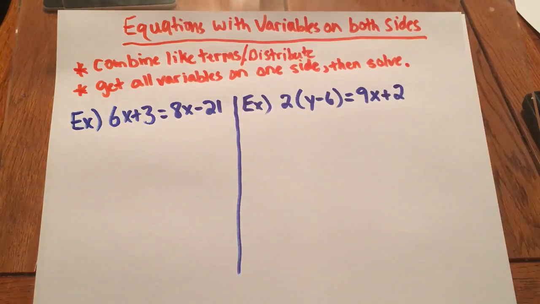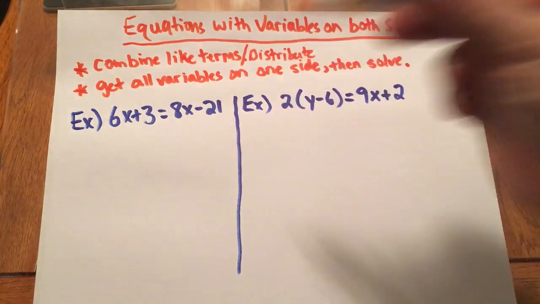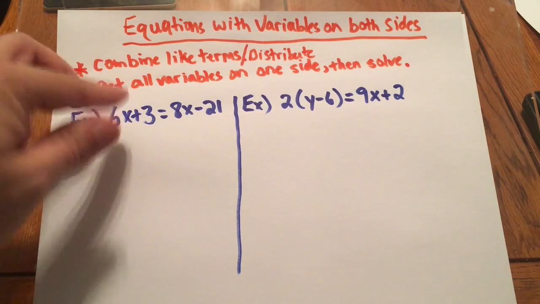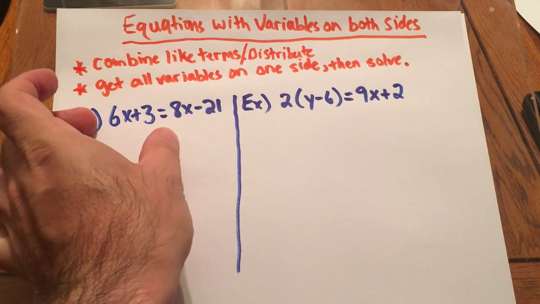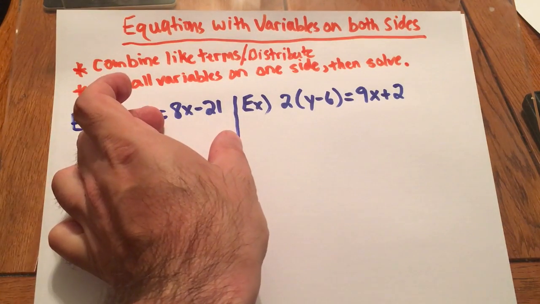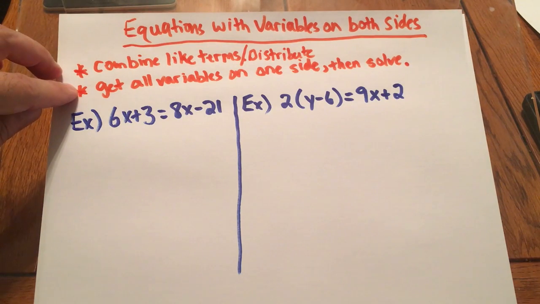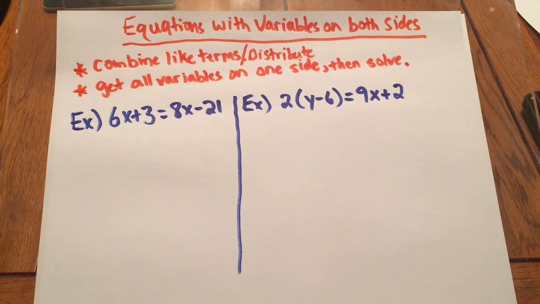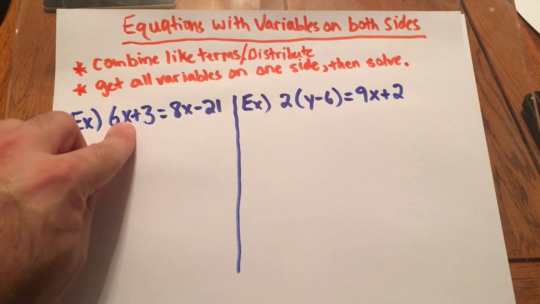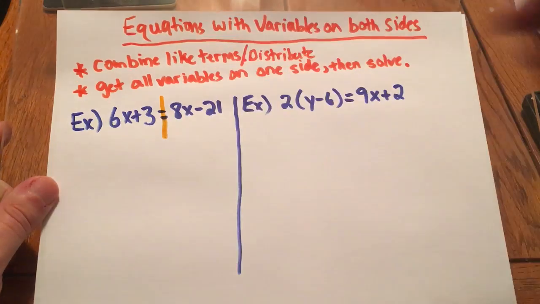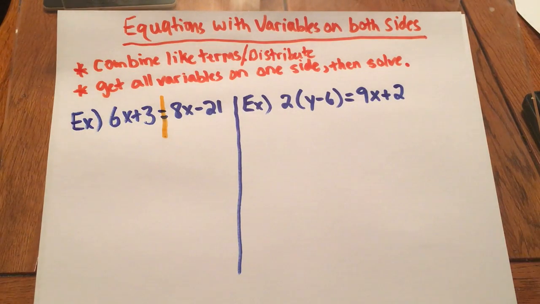So I've got an example here, and we're looking at the equation 6x plus 3 is equal to 8x minus 21. So here's what I mean. First of all, are there any like terms? Is there any like terms on the left side? No. Any like terms on the right side? No. So we can skip that step. But then you want to get all variables on one side and then solve. So notice I have an x here and an x here, and they are separated by this big old canyon that we call the equal sign.